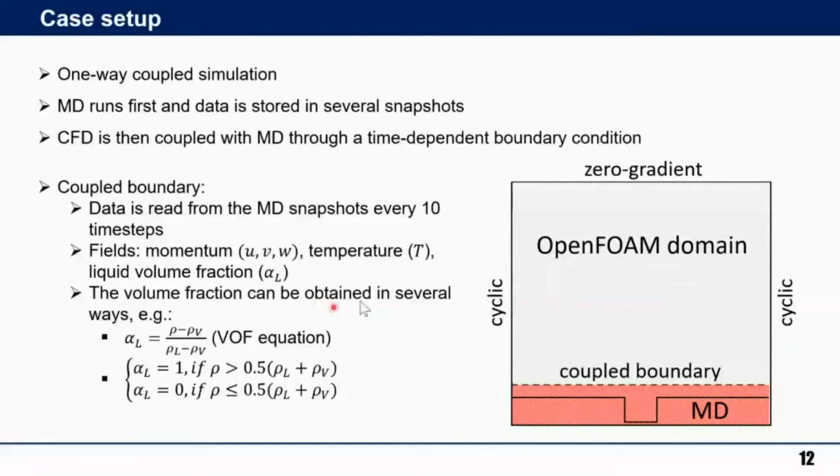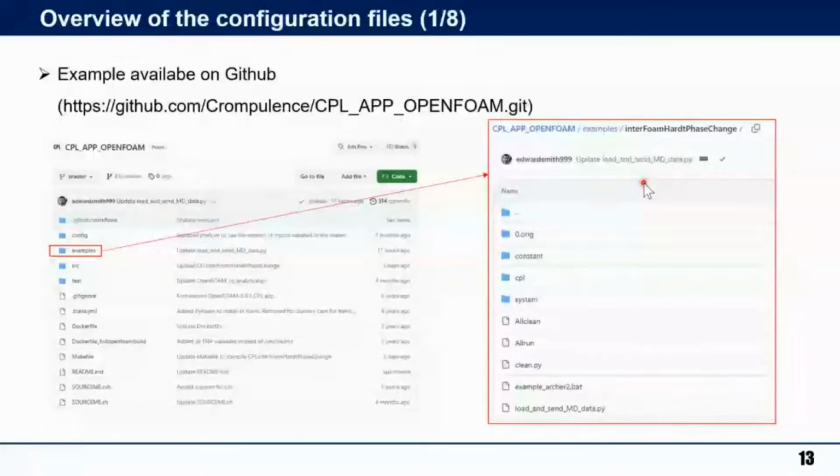The other boundary conditions are standard CFD boundary conditions that are already available in OpenFOAM. So we go periodic from left to right, and also from front to rear, because this is a 3D actual simulation. And on the top boundary, we put a zero gradient boundary condition.